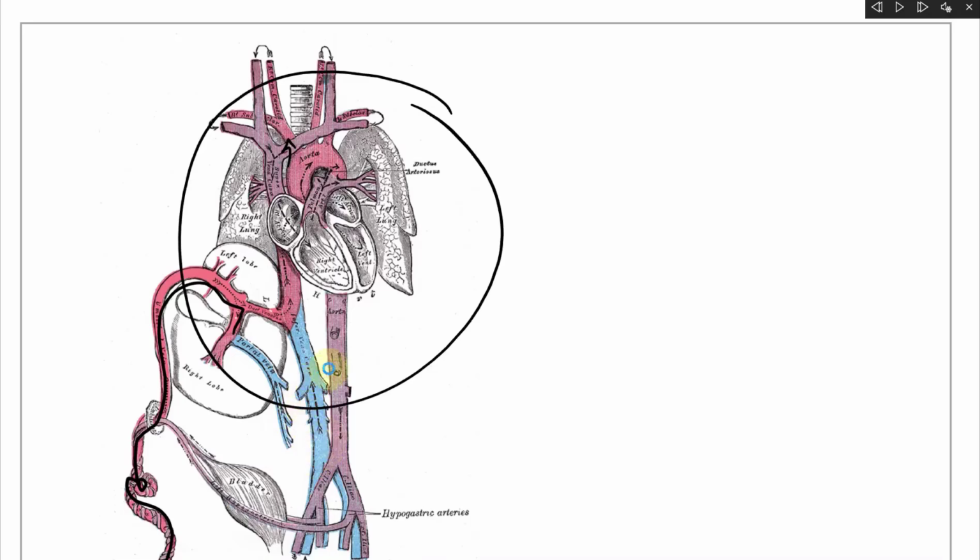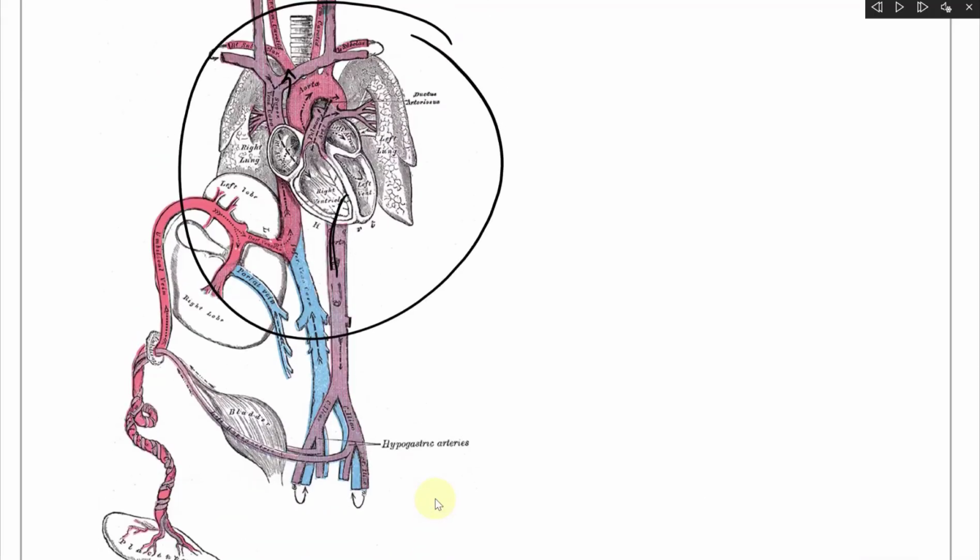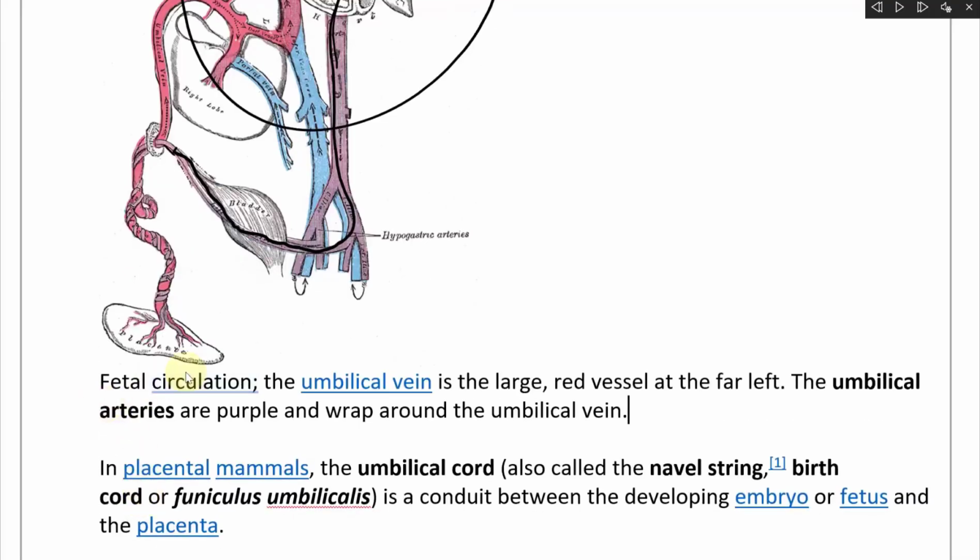This goes over to it, and then you could see that the umbilical arteries are purple and wrap around the umbilical vein there. So the artery is wrapped around it, and this takes from the body, or in this case, from the heart of the fetus, so just from the body of the fetus when the heart's not developed, and then it goes over to the placenta. And there's the placenta, this flat piece over there, and it wraps around the umbilical vein. It wraps around it, etc.